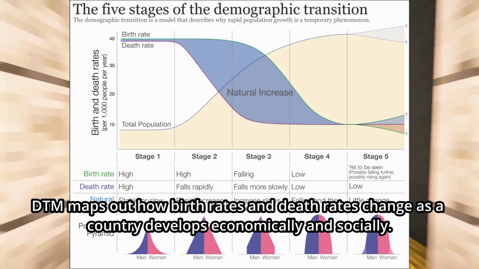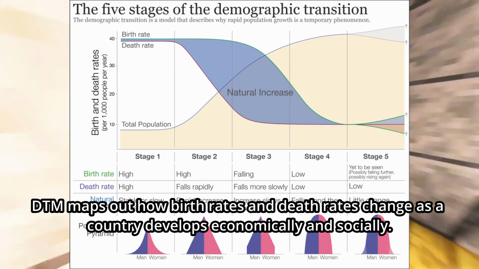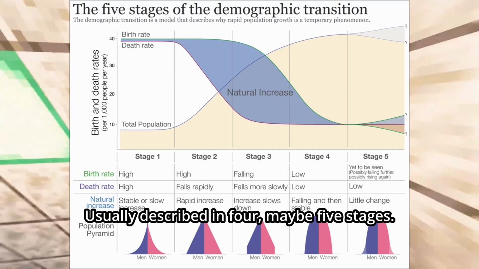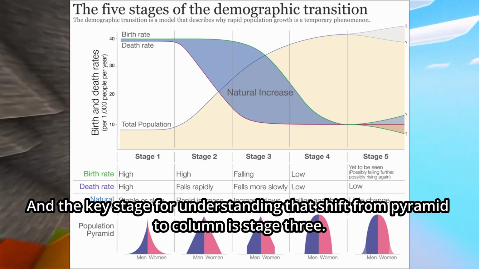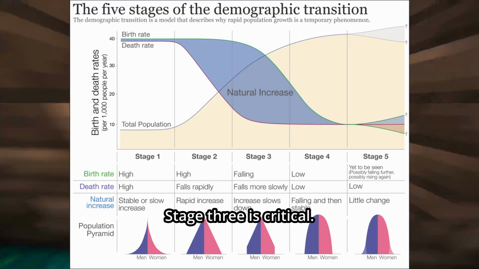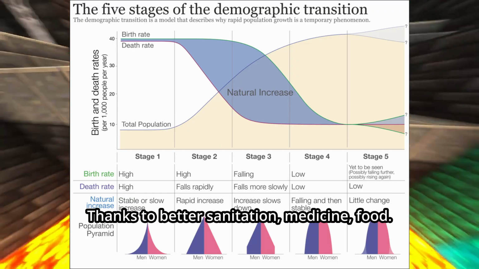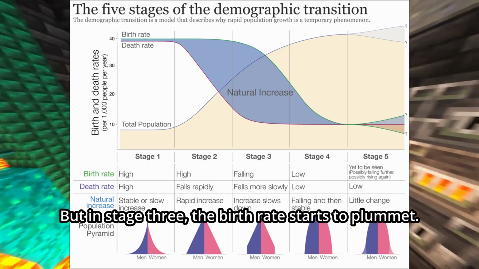Precisely. The DTM maps out how birth rates and death rates change as a country develops economically and socially, usually described in 4, maybe 5 stages. And the key stage for understanding that shift from pyramid to column is stage 3. Stage 3 is critical. Death rates have already fallen thanks to better sanitation, medicine, food. But in stage 3, the birth rate starts to plummet.